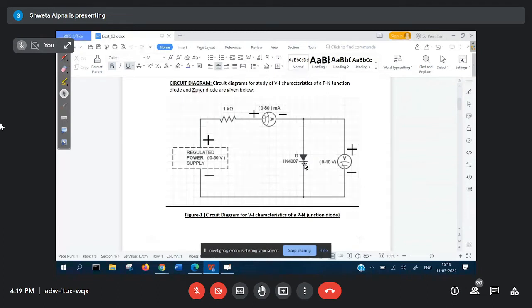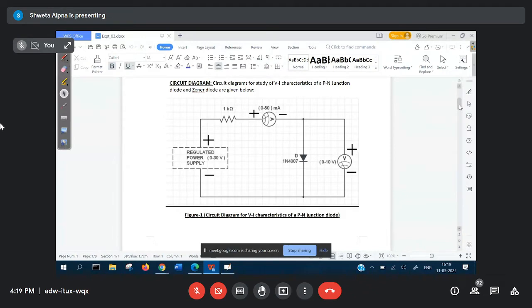Whenever we connect a positive voltage to the P part of the diode and negative to the N part of the diode, you can see in the circuit diagram, the positive of the regulated power supply is connected to the P part of the diode, the dark arrow part, and the negative of the power supply is connected to this line, the N part of the diode. When you connect it this way, the diode is said to be forward biased. So when the positive of the power supply is connected to the P part and the negative to the N part, we say the diode is forward biased.